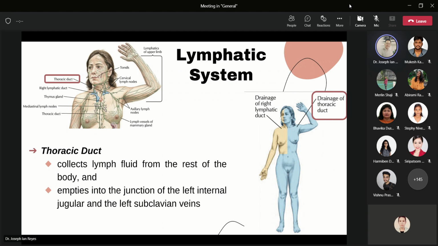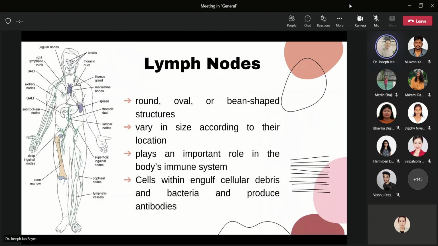Then the filters, your lymph nodes. Lymph nodes are round, oval, or bean-shaped structures that vary in size according to their location. Some lymph nodes, like your preauricular nodes, if they are palpable, are typically small because of their location. Then some are larger, for example in the axilla and in the inguinal area, so more palpable.